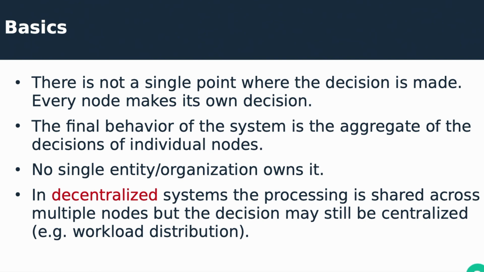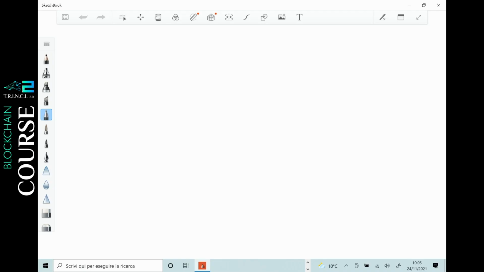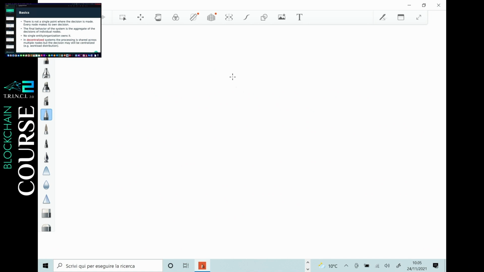Generally, they do not have a single point in which decisions are made, but due to their distributed nature, they have rules that depend a lot on the system in general. Okay, another important thing is the management of the failures.